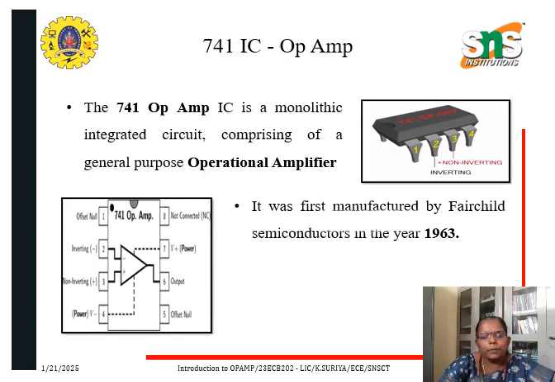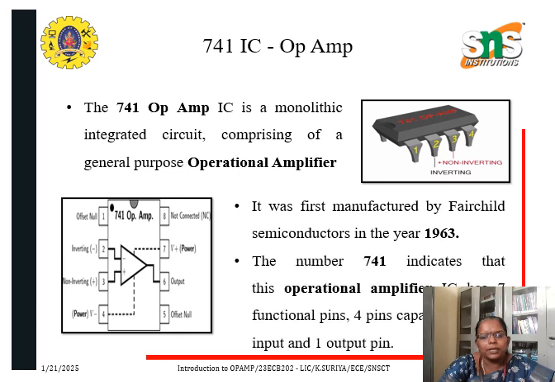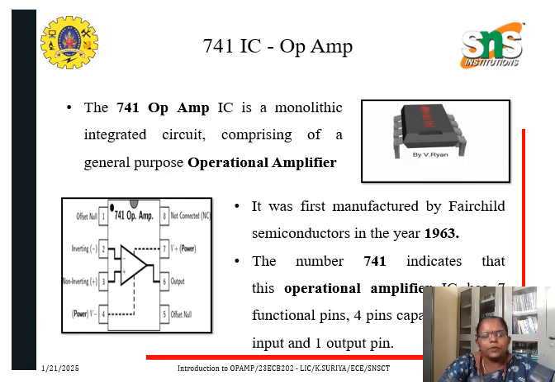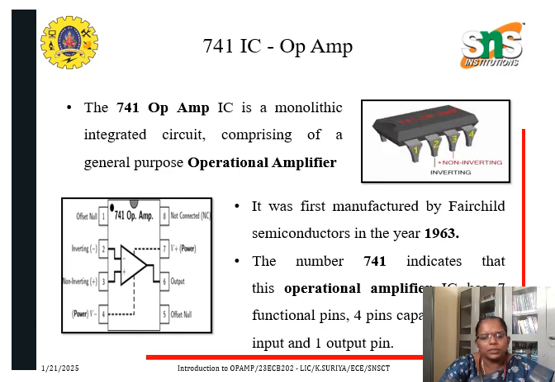The op-amp IC number is known as IC741 and it is a monolithic integrated IC, which comprises a general purpose operational amplifier. It was first manufactured by the semiconductor company named Fairchild in the year 1963. The number 741 indicates that this operational amplifier has 7 functional inputs. 4 pins are capable of input and 1 output pin.